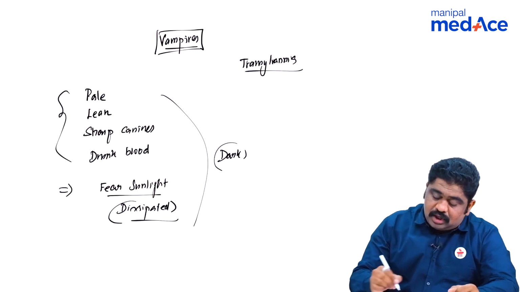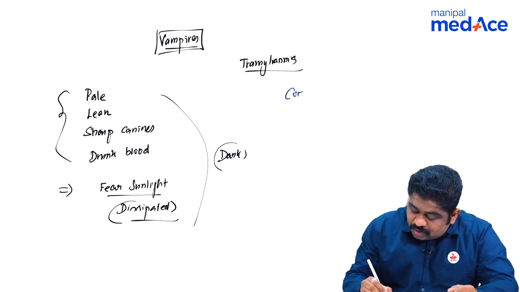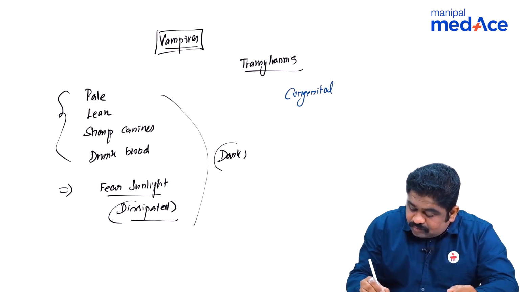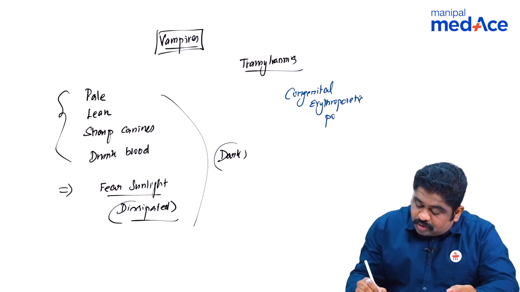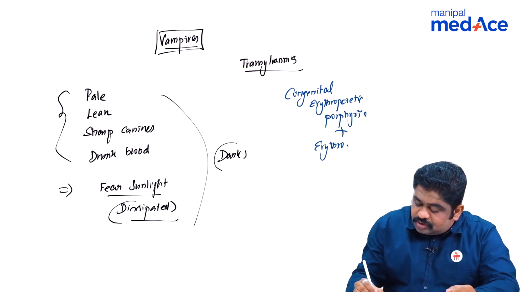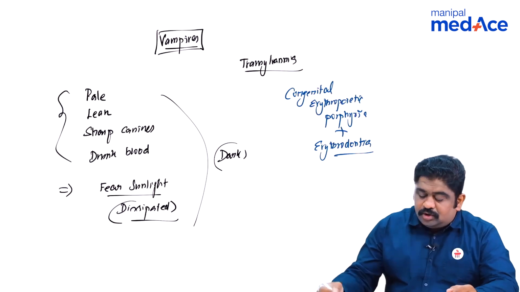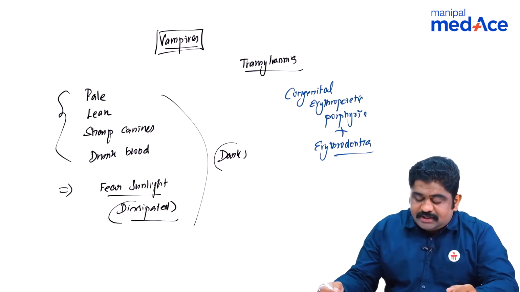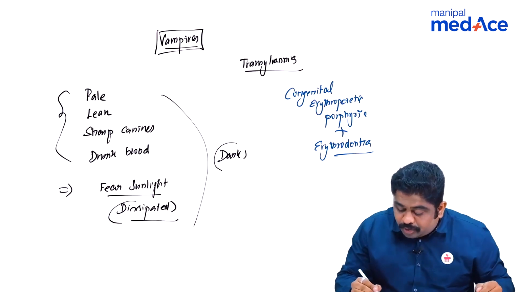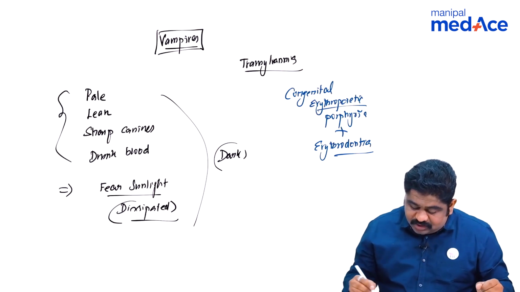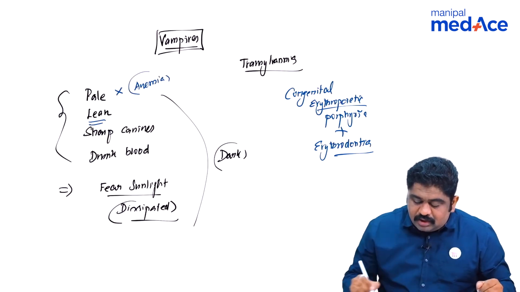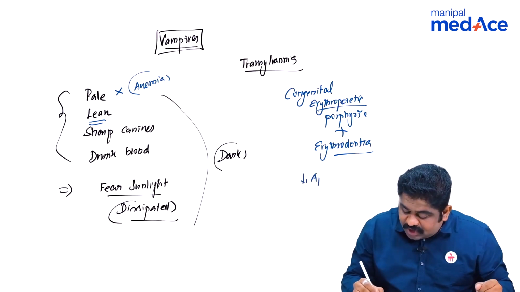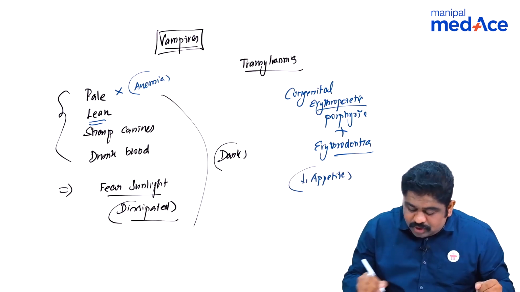These vampires are the equivalents of congenital erythropoietic porphyria with that of erythrodontia. Congenital erythropoietic porphyria with erythrodontia can explain all these. When there is a congenital erythropoietic porphyria, erythropoiesis is affected, so the person will be pale because he is anemic, and he will not have a good appetite. His appetite will be lesser, so he will be lean.